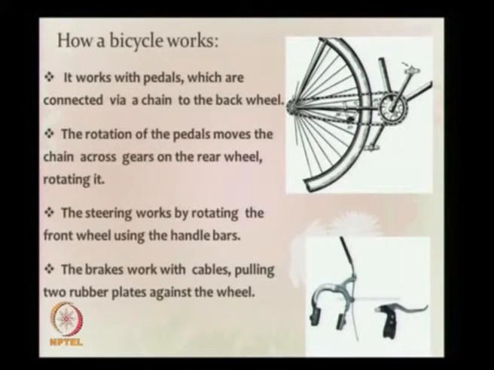Coming to the working model, the bicycle works with pedals which are connected by a chain to the back wheel. The rotation of the pedals moves the chain to the rear wheel by rotating it, and we can control the cycle steering by rotating the handle, and we can stop the cycle by applying the brakes which are connected with cables to the rubber plates.